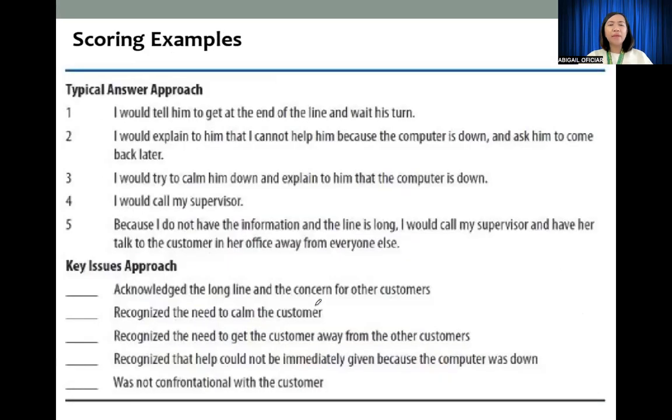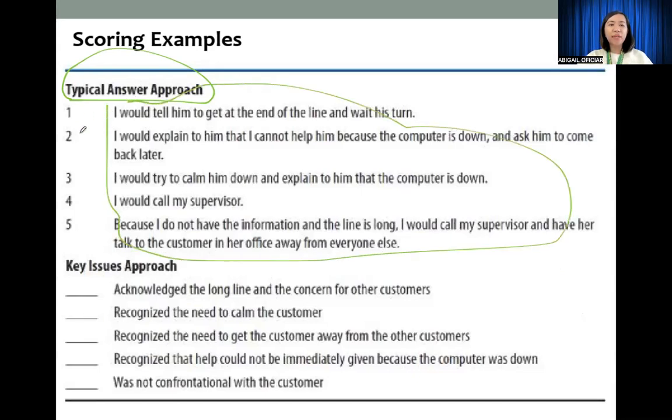So, makita natin ng example. So, this is an example of typical answer approach. Nag-float siya ng question, tapos ito yung mga sagot ng mga respondents. Then later on, nag-appoint si SMEs kung alin sa mga sagot na ito ang 1 ang weight, 2 ang weight, 3 ang weight, 4 ang weight, at 5 ang weight.